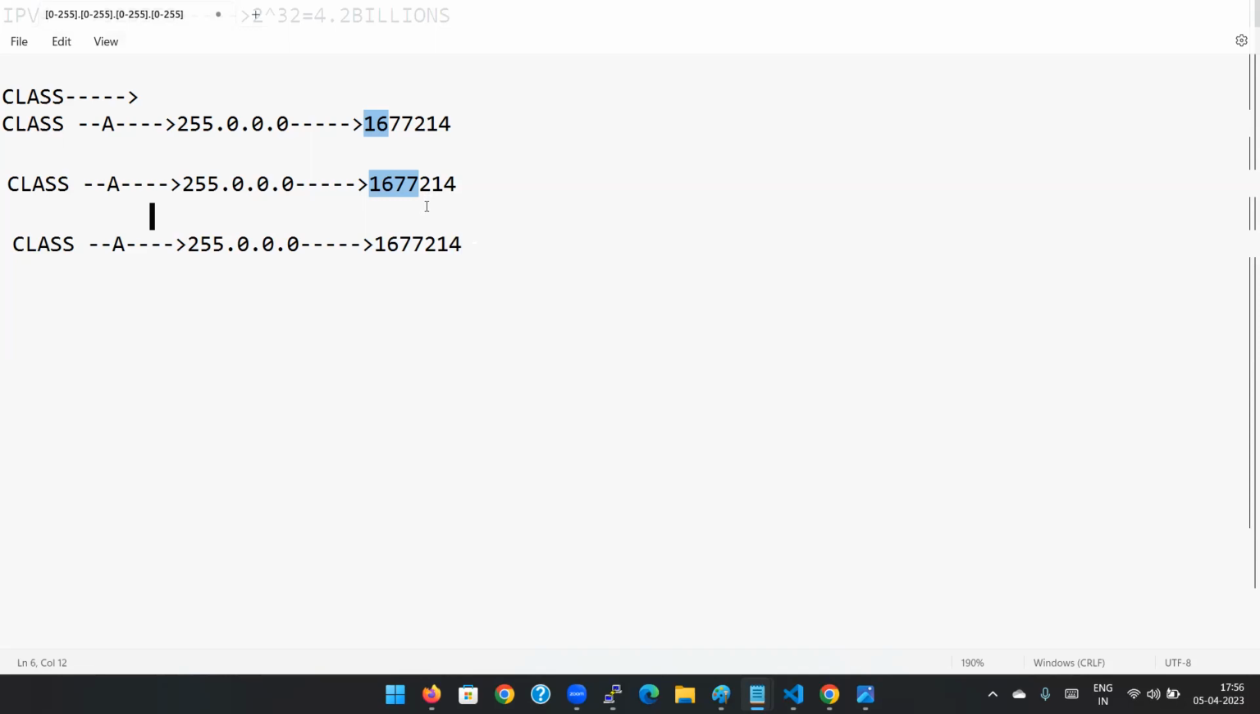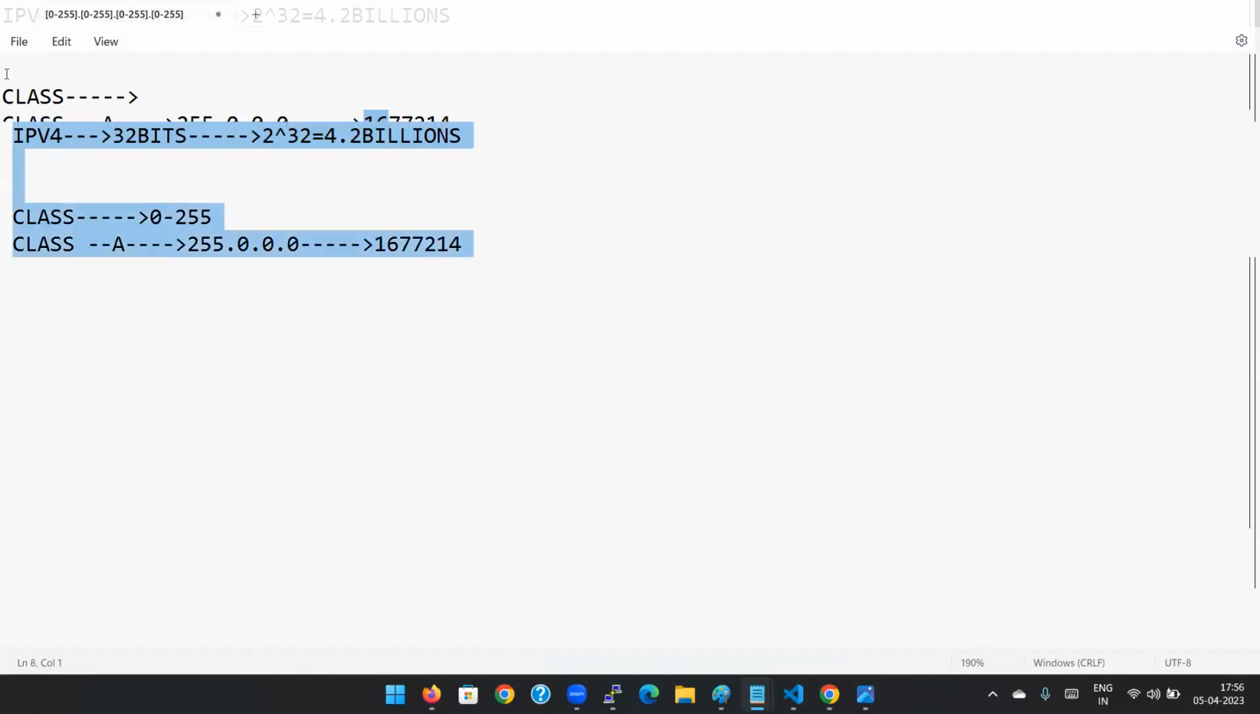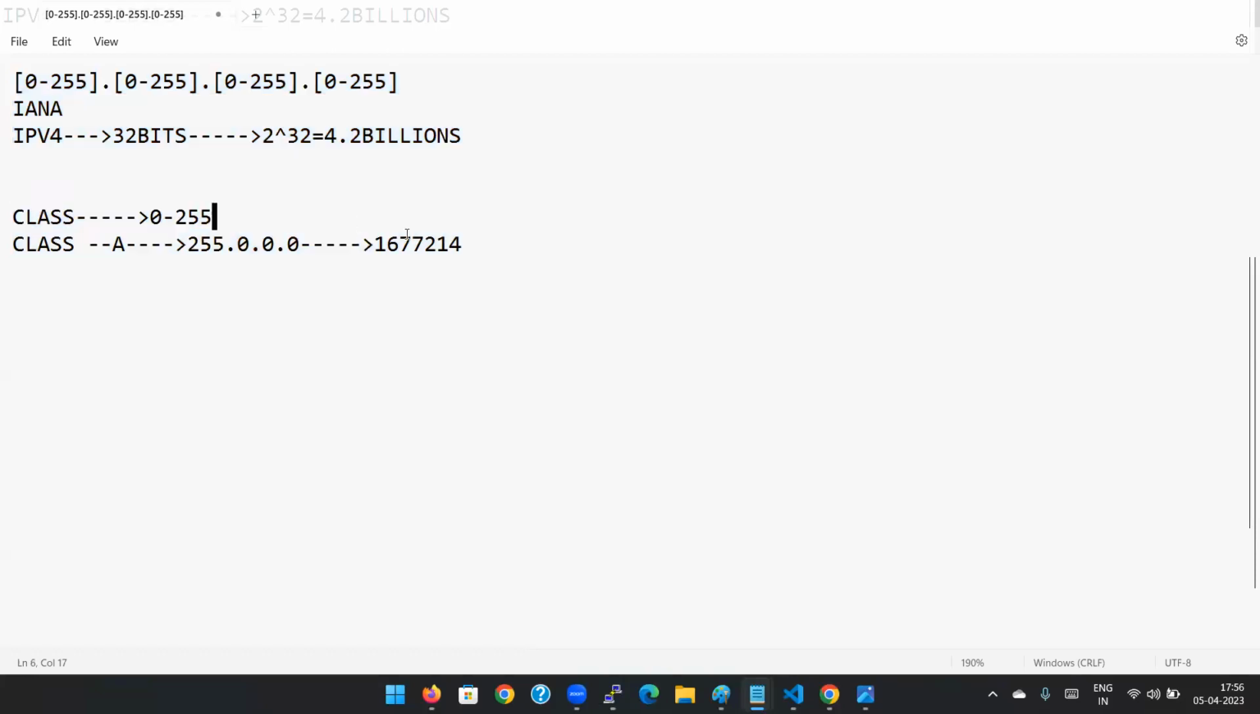Now, as you can see, the IP addresses range from 0 to 255. In each and every octet, the number will be 0 to 255. Now, how do we differentiate that? For that purpose, the solution is that IANA came up with a plan called the first octet rule. What is this first octet rule?